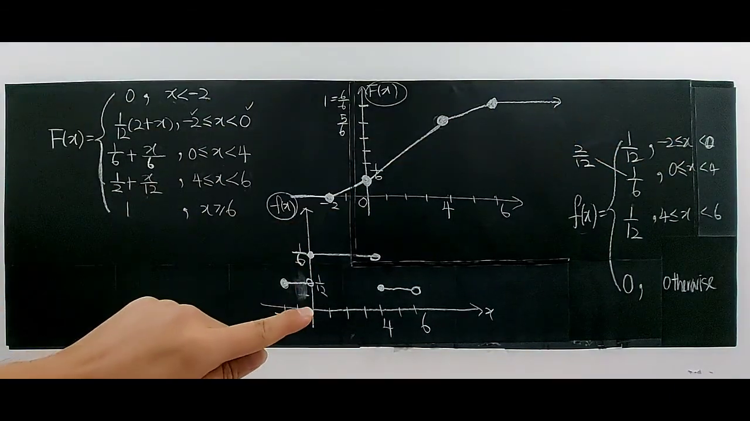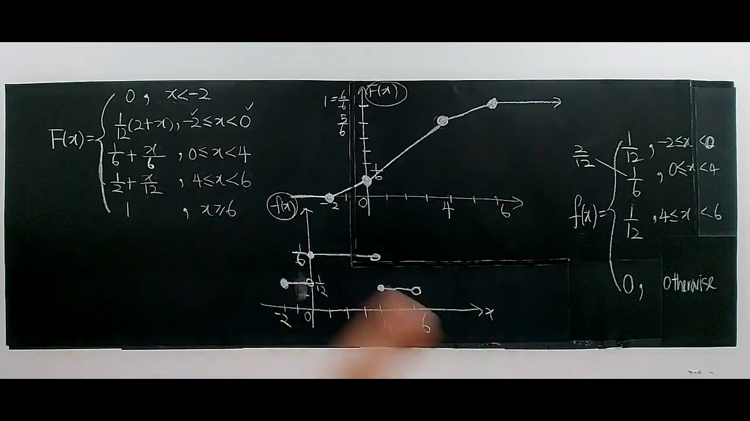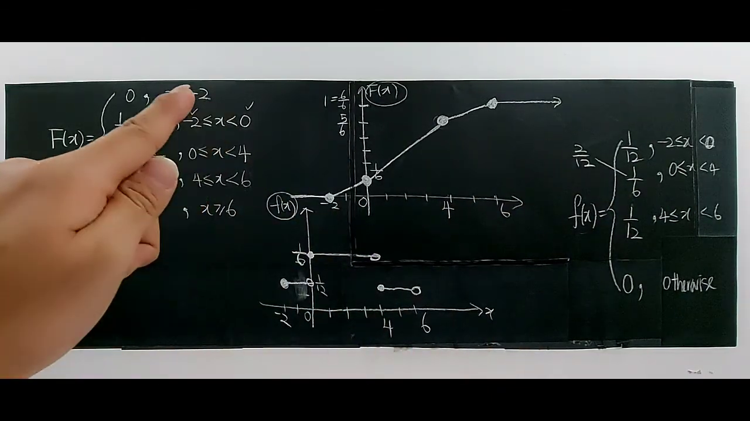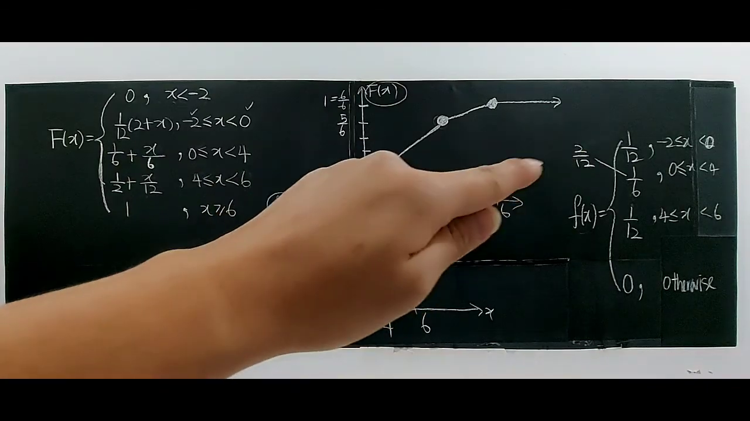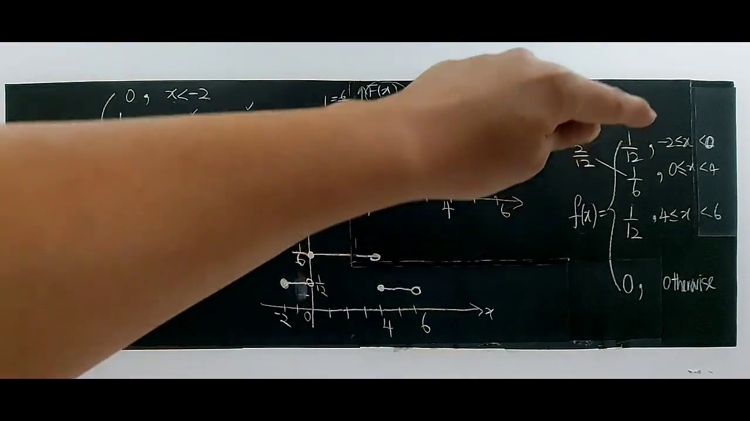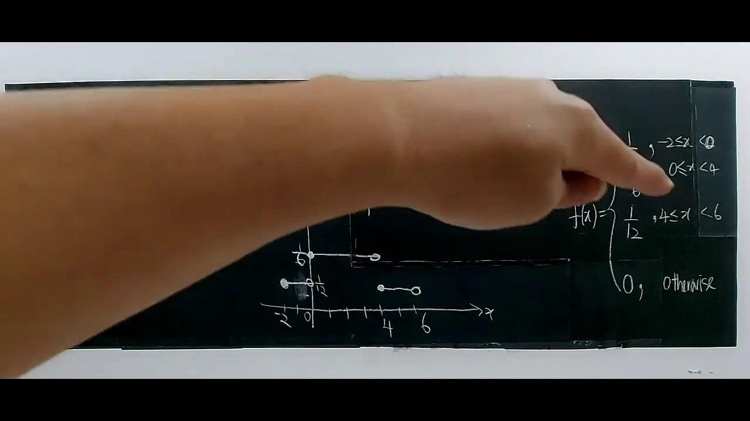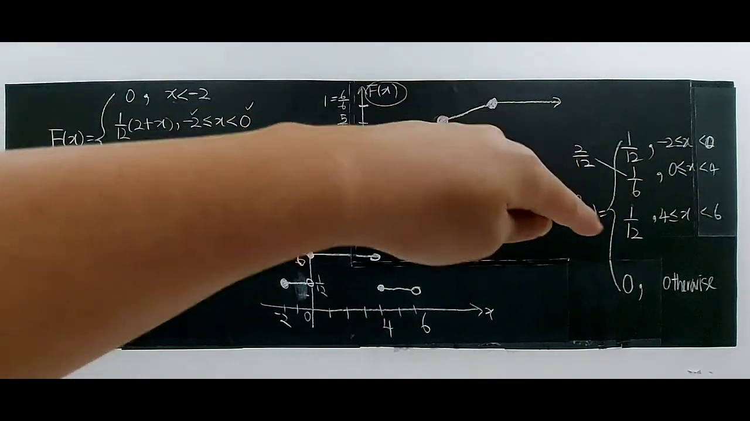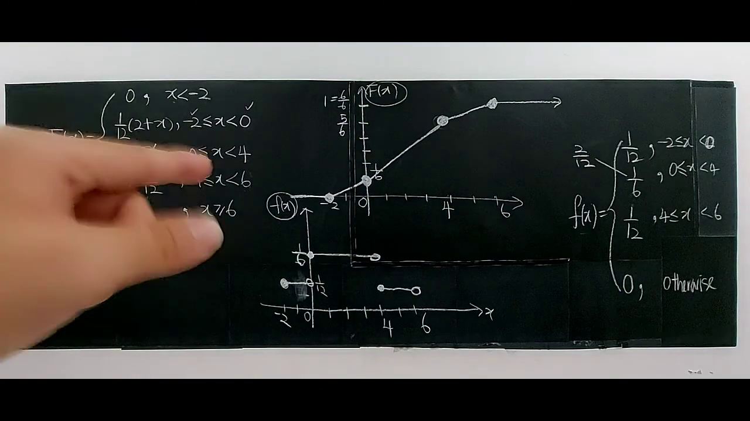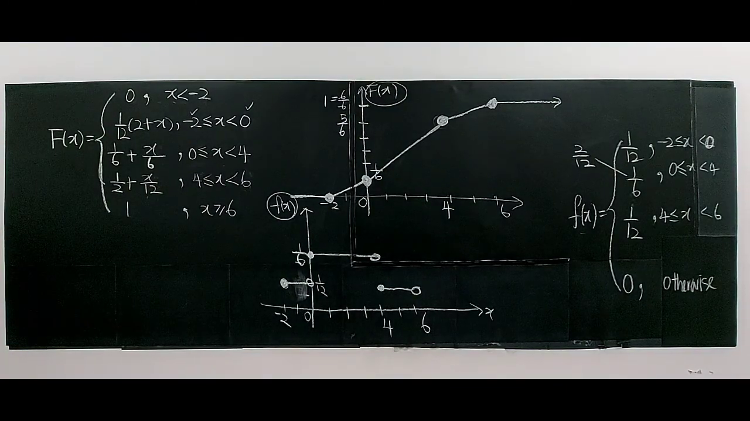Can you see that? That's the difference. For the capital Fx, the values before and after are the same. But for the small fx, they are not the same. So it's 1 over 12, and this one is 1 over 6. When this is 4, this is 1 over 6. When the 4 here, it is 1 over 12. It's different, so you'd better make it clear so that you won't be confused here.